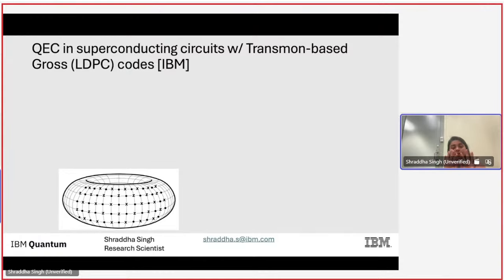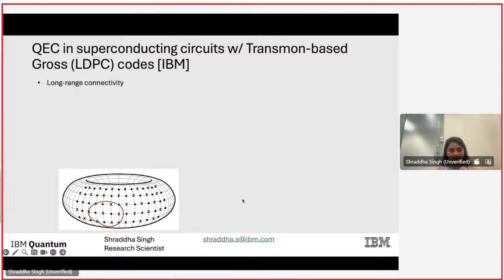So if you take the Google surface code patch that I showed you initially, and then basically wrap it around on both sides, you get a torus. This is a toric code. And then introduce some extra long range connections. This gives you some weight 6 stabilizers. That means now we are talking about a code with 6 qubit operator stabilizers.